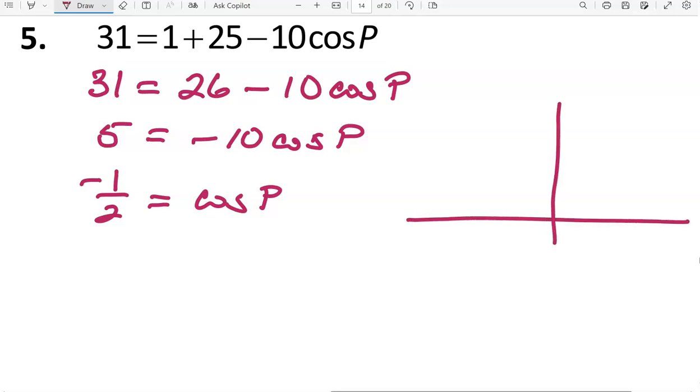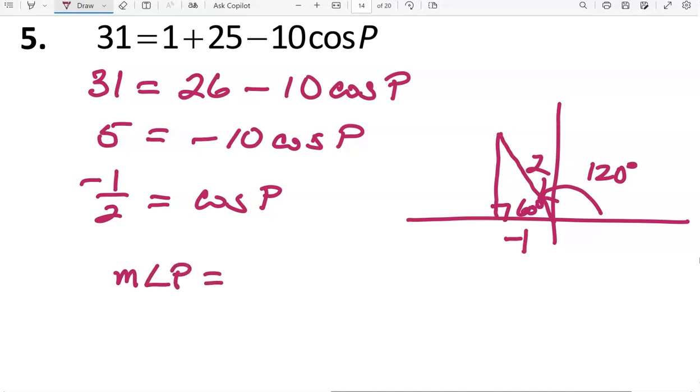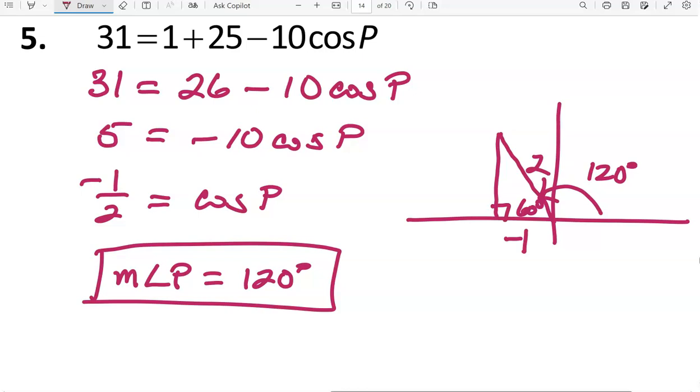And let's remember that cosine is not ambiguous when we are solving for an angle between 0 and 180 degrees. That means we can only find one solution in that range of values. If cosine is negative 1/2, that means adjacent divided by hypotenuse is negative 1/2. And that will give us a 60-degree reference angle. That means the angle in question is 120 degrees. So the measure of angle P is 120 degrees. Only one solution between 0 and 180 degrees.